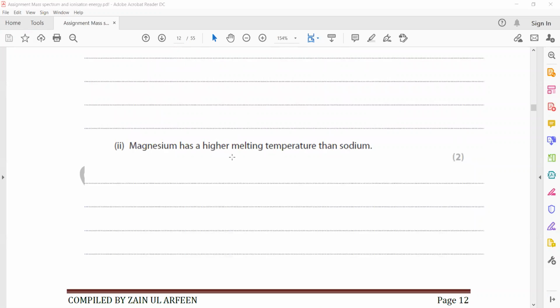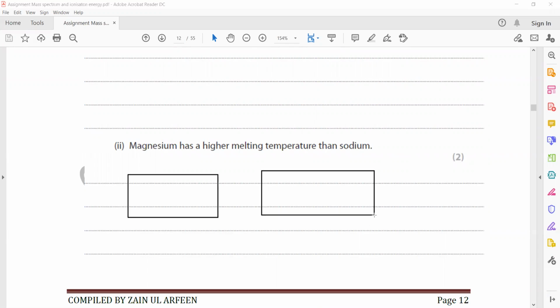Magnesium has a higher melting temperature than sodium. Both are metals, but why magnesium? Because as we move across the period, the size of the ion decreases. So the sodium ion has only a +1 charge. They both have a lattice of positive ions and free electrons.